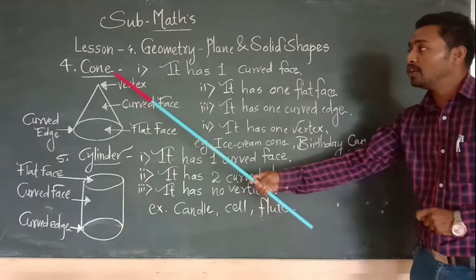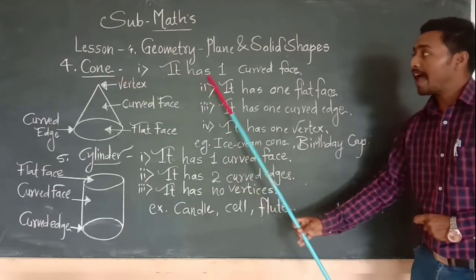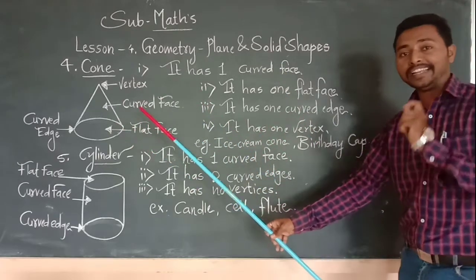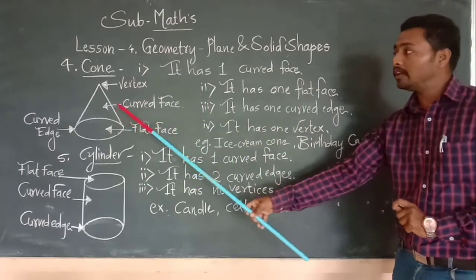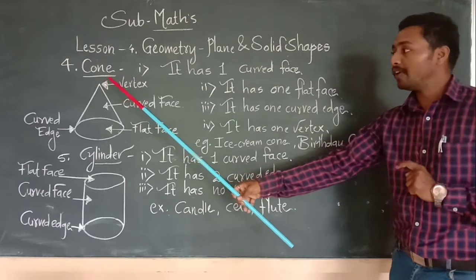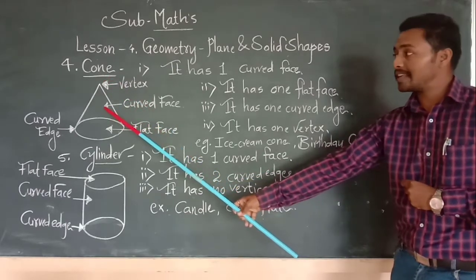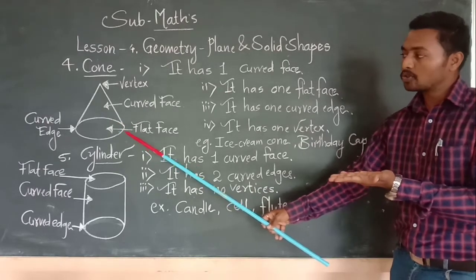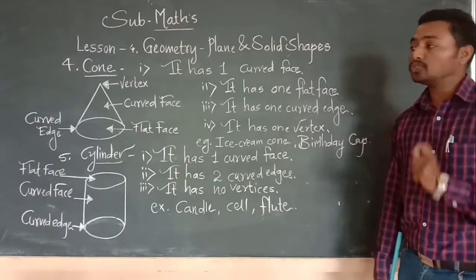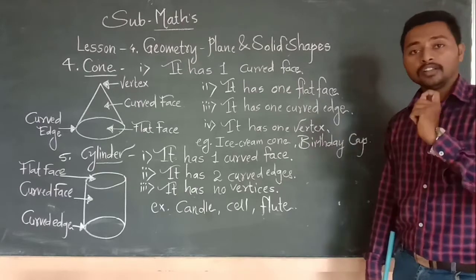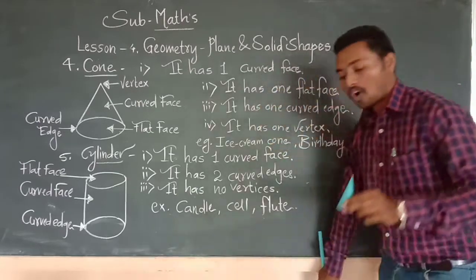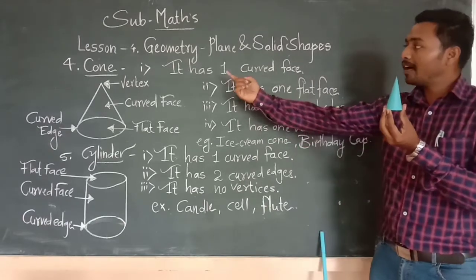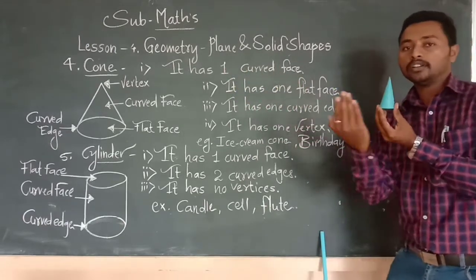Next, point number 4, cone. It has one curved face. First of all, observe this neat labeled diagram of a cone. A cone has one vertex. This portion shows the curved face and the downside portion shows a flat face. I would like to show you an object of a cone. Observe this object carefully. Point number 1, it has one curved face.